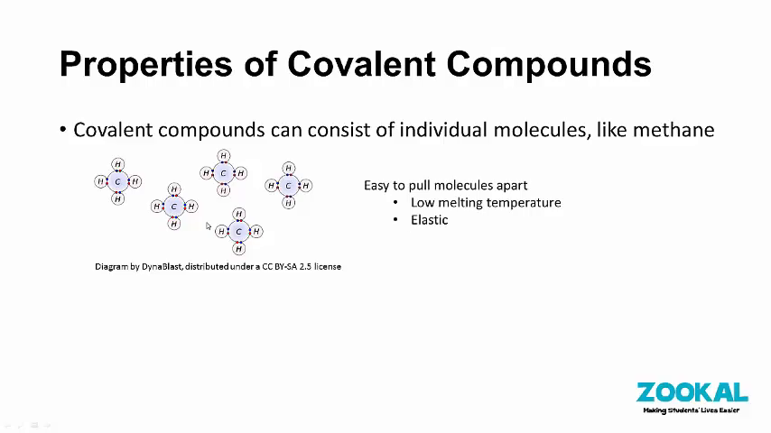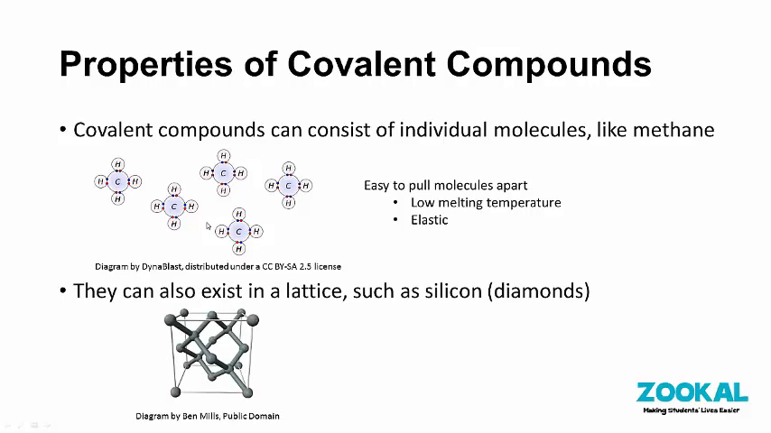Covalent compounds can also exist as lattices, such as diamond or silica. These have similar properties to ionic compounds. They have high melting temperatures, are brittle, and are stiff.